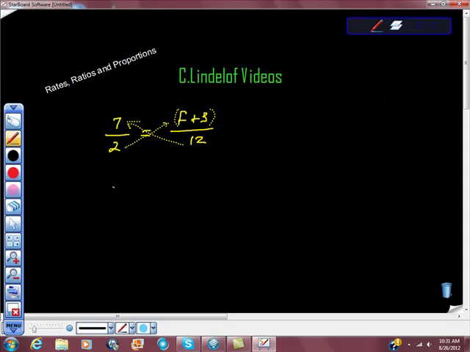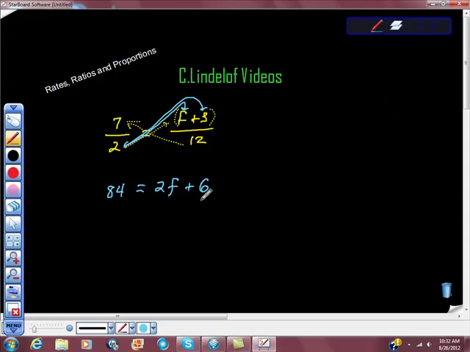12 times 7 is 84. And 2 times f is 2f. 2 times 3 is plus 6. So hopefully you see that I'm multiplying this 2 times this, and then the 2 times that. So it's the distributive property of multiplication over addition. I distributed this multiplication over this addition right here, and this should be a 6, so it needs to look like a 6. Sorry about that, not a b. That's a 6.